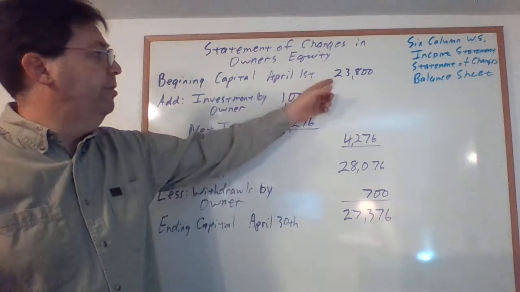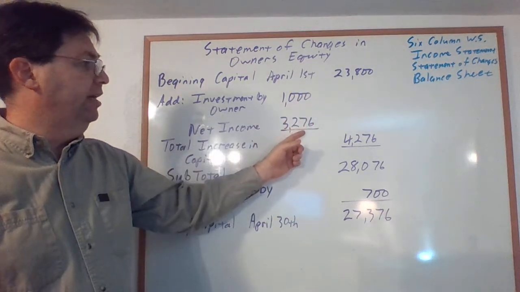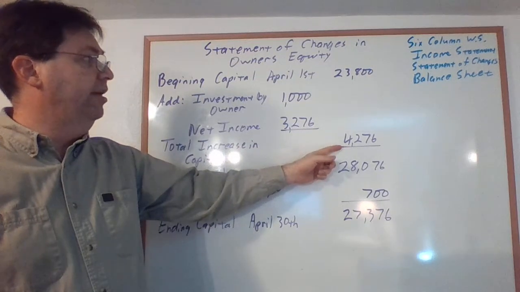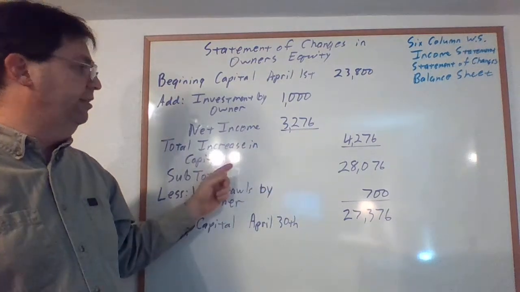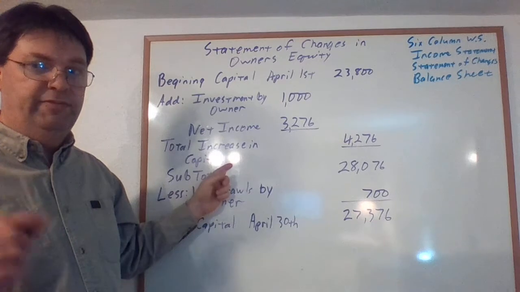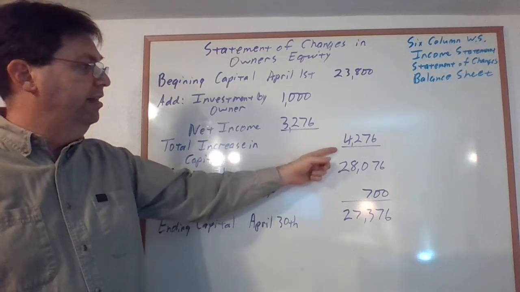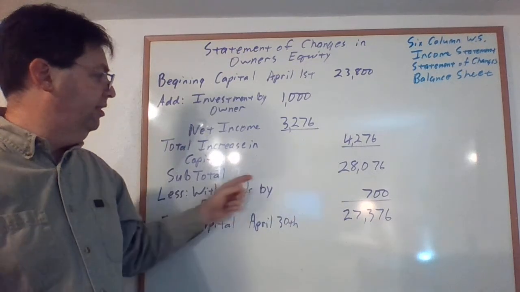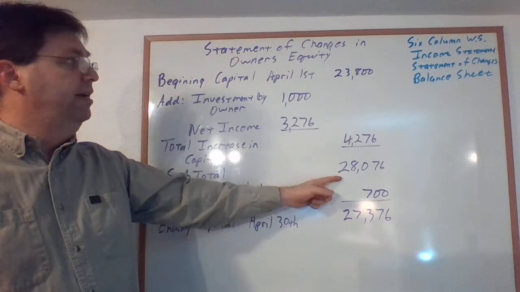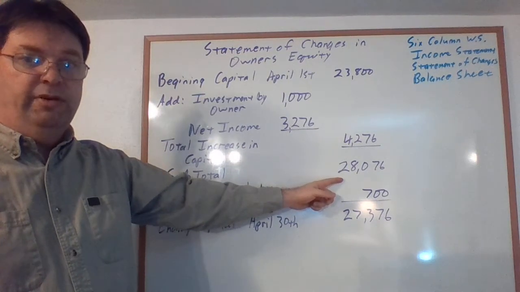Okay, so here's where we started. We added some things in. We got a net income, and it meant that we're adding more. This is our total increase in capital. So you're going very step by step. And that adds to our capital. There's our subtotal. And so that's why our business is worth more.